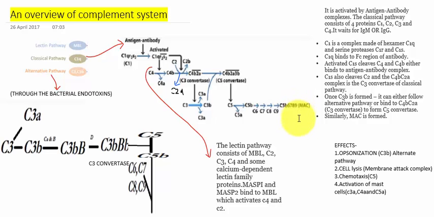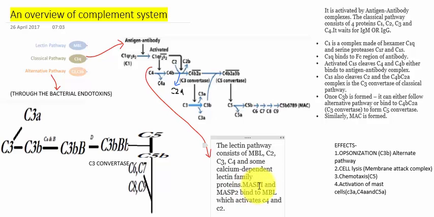Let's move to the lectin pathway. The lectin pathway involves the mannose binding lectin. The question may come: which pathway involves the mannose sugar? The answer is the lectin pathway. So the pathway consists of mannose binding lectin, C2, C3 and C4 proteins, along with some calcium dependent lectin family proteins.